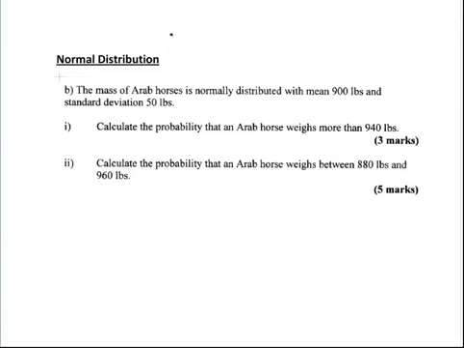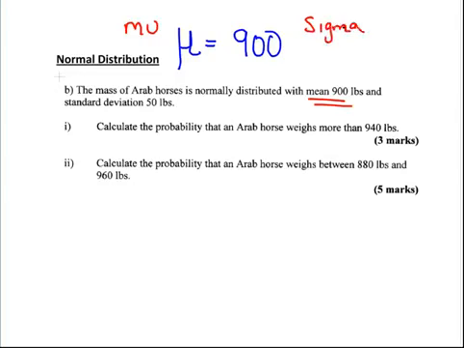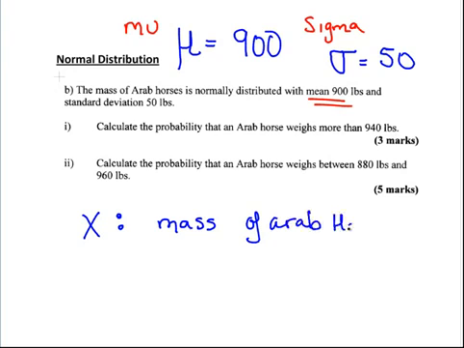Let's get ourselves started here. So this mu here is 900. That's to say mu, and that's the mean of 900. And sigma is the standard deviation, so it's this symbol here, and that is 50. Now just watch out for something. First off, X is the mass of Arab horses, so we're going to use that capital X to denote the mass of Arab horses.